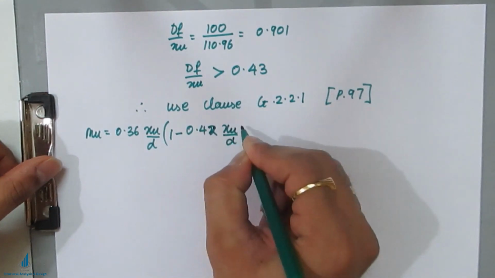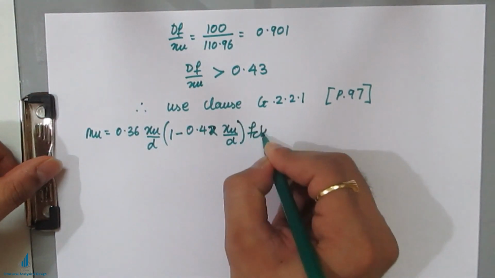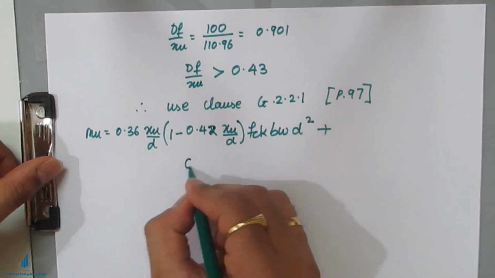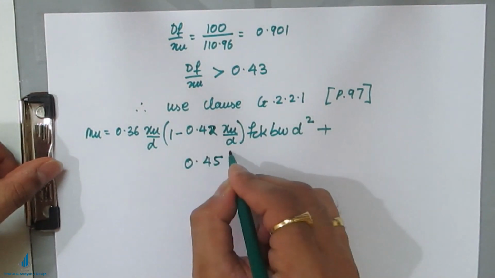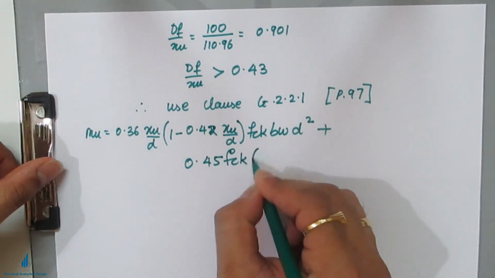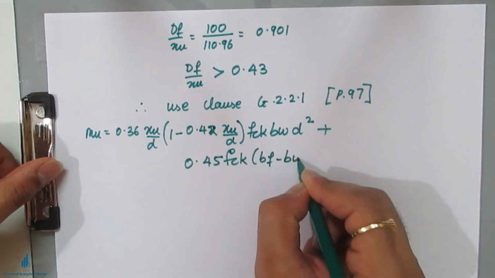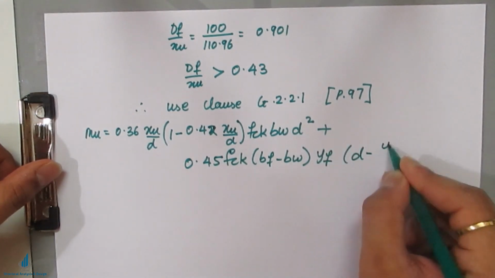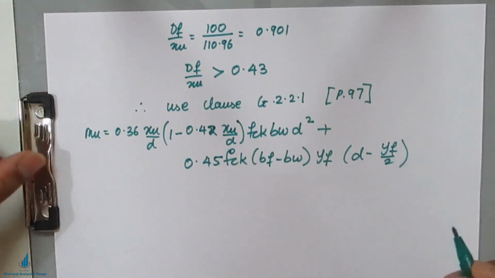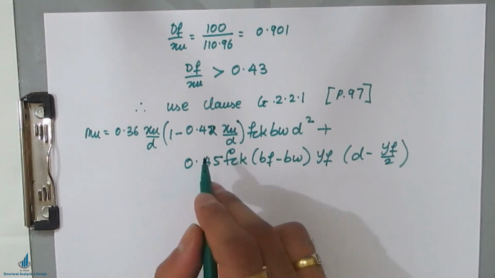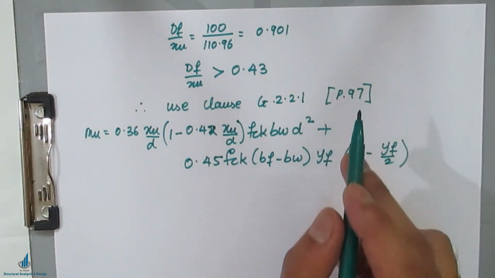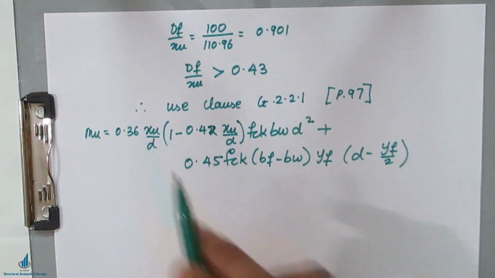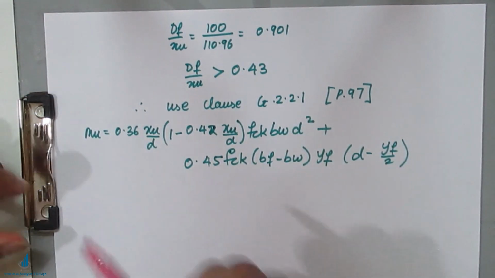0.42 XU by d, fck bw d square plus 0.45 fck bf minus bw yf, d minus yf by 2. So the equation which is borrowed from page number 97, the only thing is we have replaced XU max by XU. Okay, then just substitute in this.